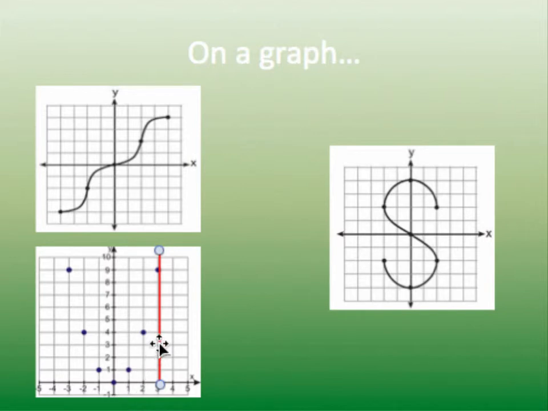The graph on the right, on the other hand, fails the vertical line test. As you can see, a vertical line hits 3 points on the graph.